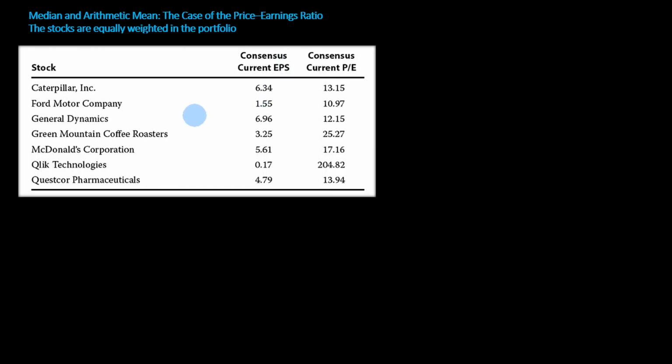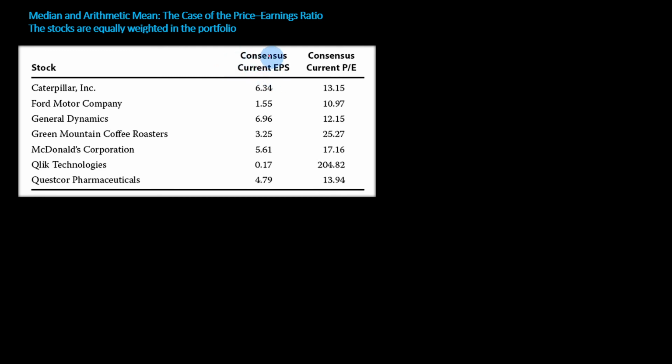Okay, let's do another example. Median and arithmetic mean, the case of the price to earning ratio. So let's say you were asked for a valuation for a 7-stock portfolio, and these are US common stocks, by the way, so you've got 7 of them. Caterpillar, Ford Motor, General Dynamics, all the 7 of them. And they have asked for your valuation. All right, great. So let's see what we got here.